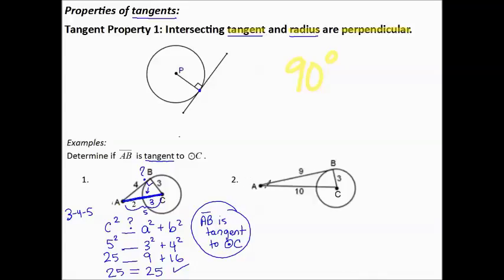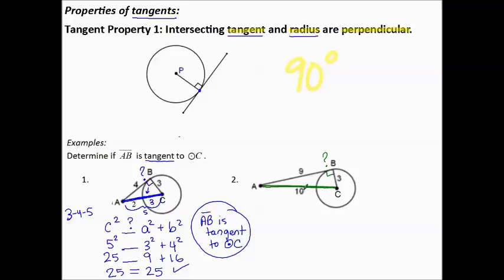In number 2, notice how this one is labeled. The 10 is in the middle of this entire segment. Is AB tangent to this circle? Again, if it were tangent, we would know that there's a right angle here. I'm going to put a question mark because I don't know if there is yet. Because the 10 is in the middle of this segment, I know 10 is that entire length, so I can use 10 for the C.